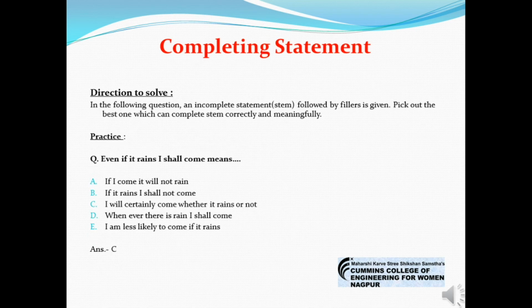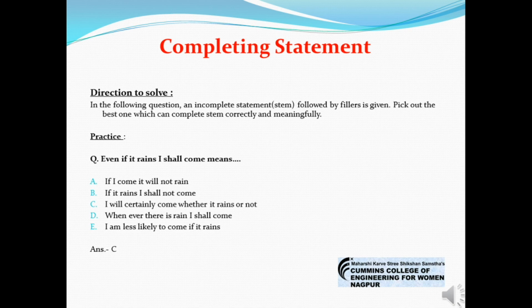Next topic is completing statement. In the following question, an incomplete statement followed by fillers is given. Pick out the best one which can complete stem correctly and meaningfully. The question says, even if it rains, I shall come means option A, if I come, it will not rain. B, if it rains, I shall not come. C, I will certainly come whether it rains or not. D, whenever there is rain, I shall come. And E, I am less likely to come if it rains.